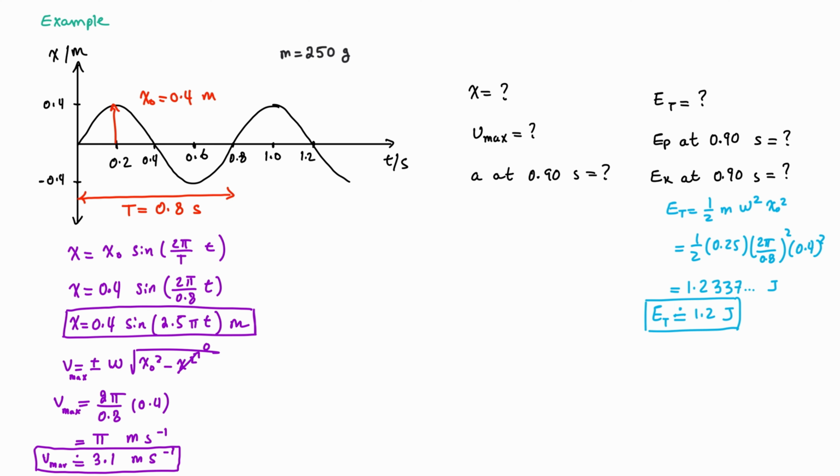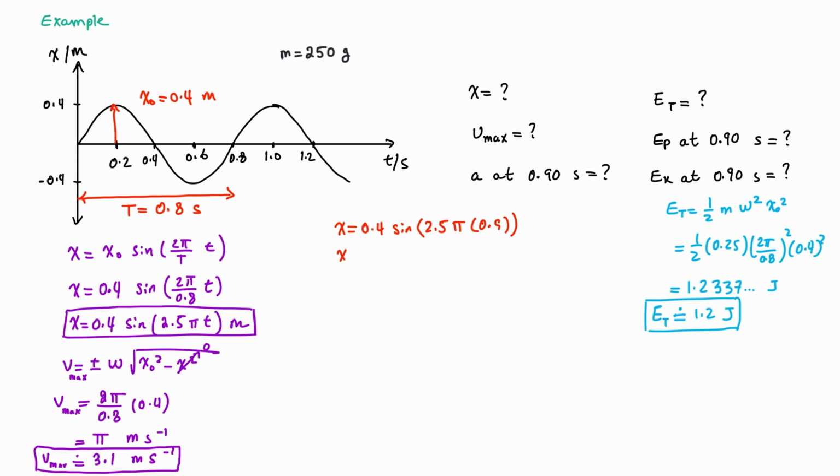For all the other variables, we need to find a whole bunch of information at 0.9 seconds, and all of these variables are dependent on the position at that point. So the first step into finding the acceleration, potential energy, and kinetic energy at that point would be to find the position. The position is 0.4 times sine of 2.5 pi times 0.9 seconds. We have to remember that our calculator needs to be in radians.